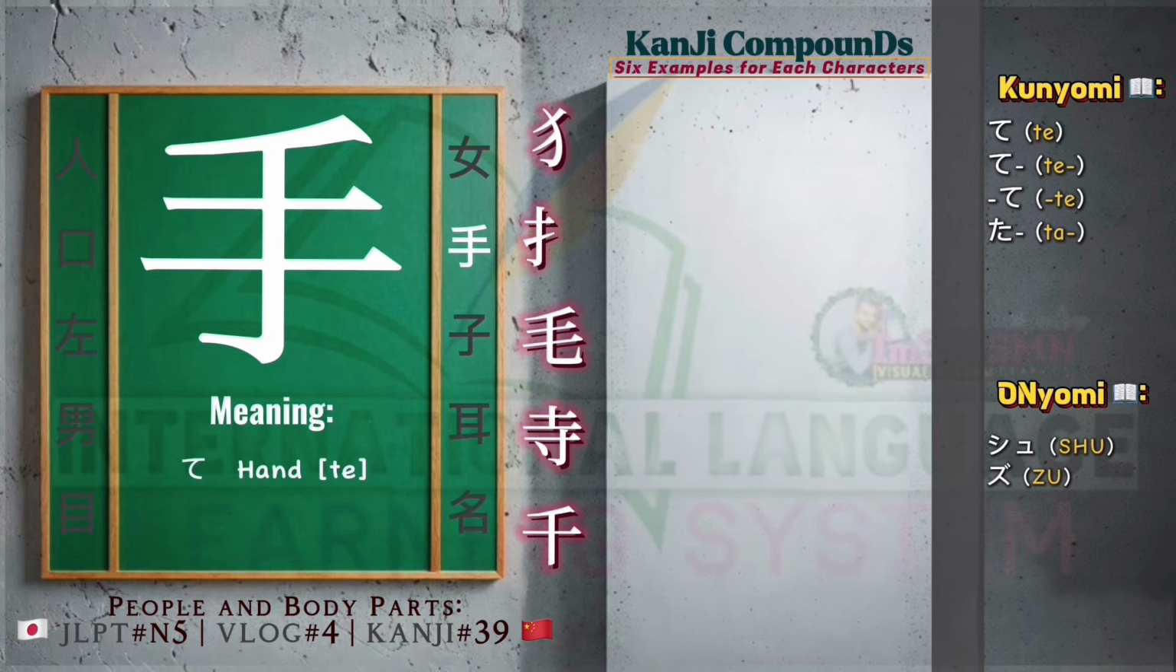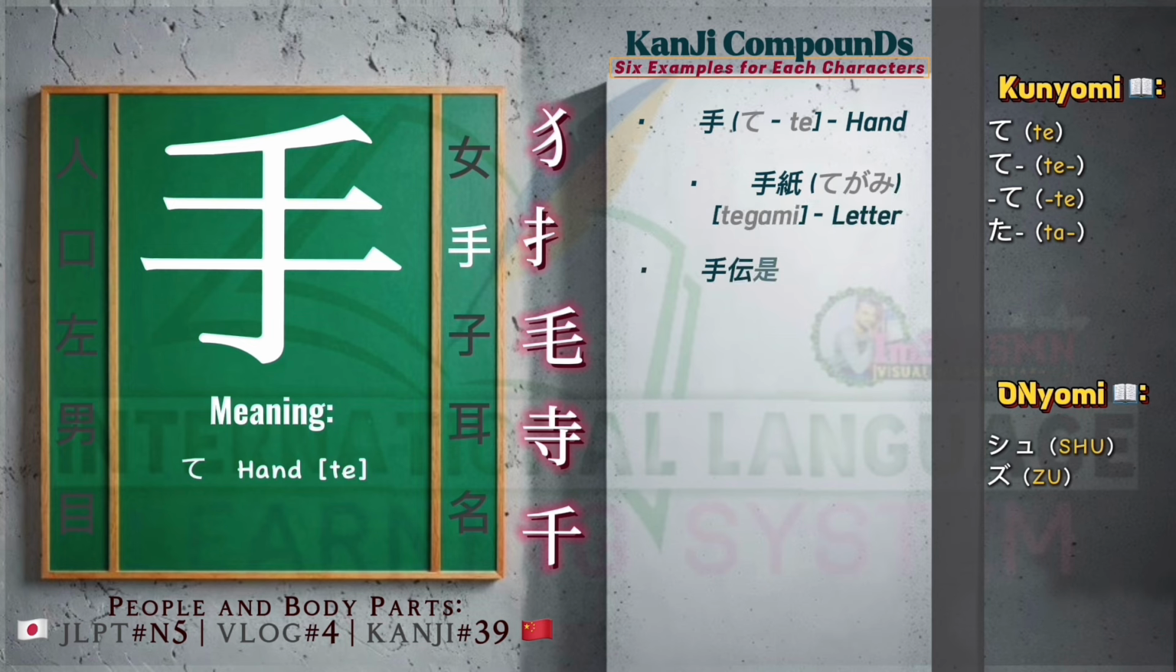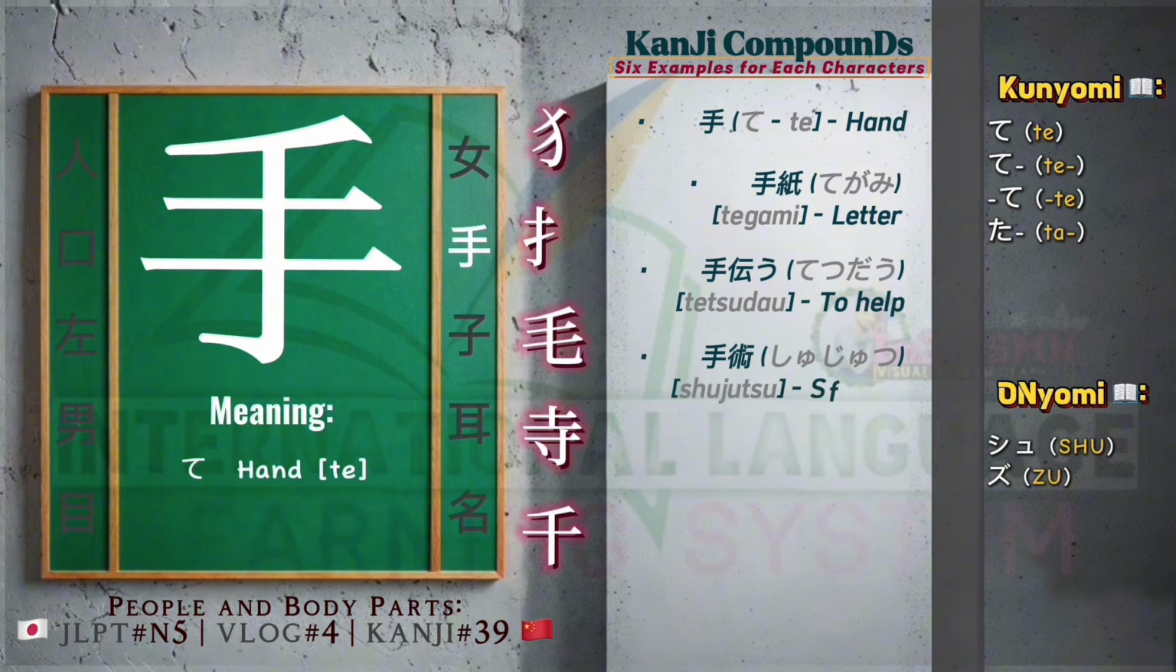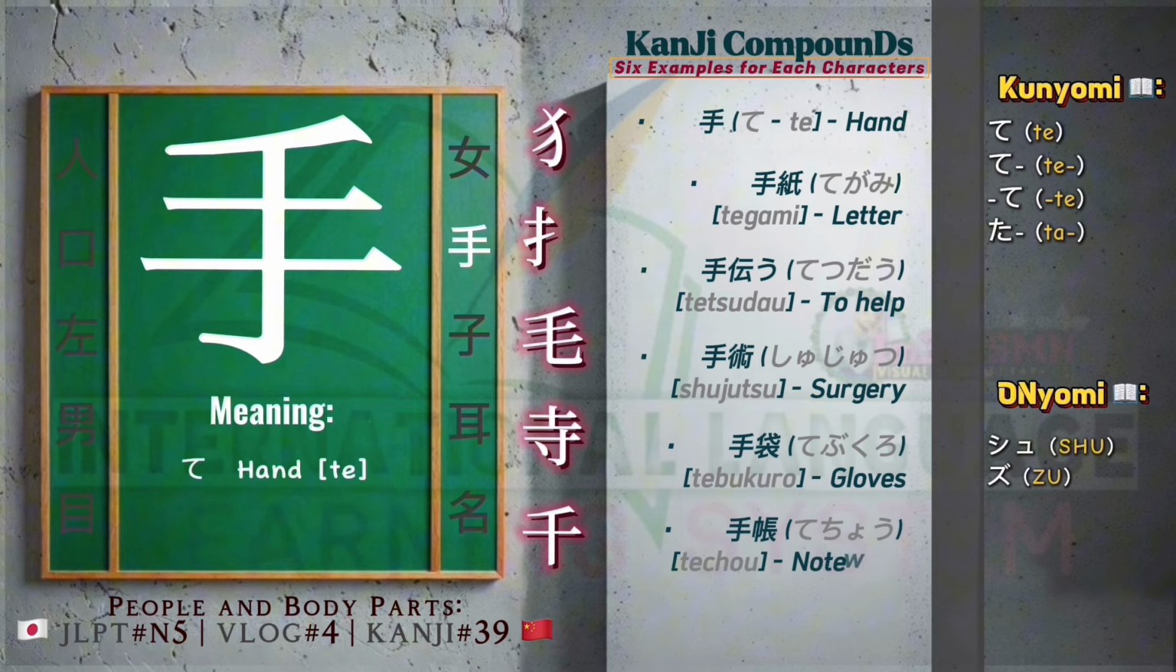Compound of the kanji character. In this part, we are going to learn how to use kunyomi and onyomi readings. 手, hand. 手紙, letter. 手伝う, to help. 手術, surgery. 手袋, gloves. 手帳, notebook.